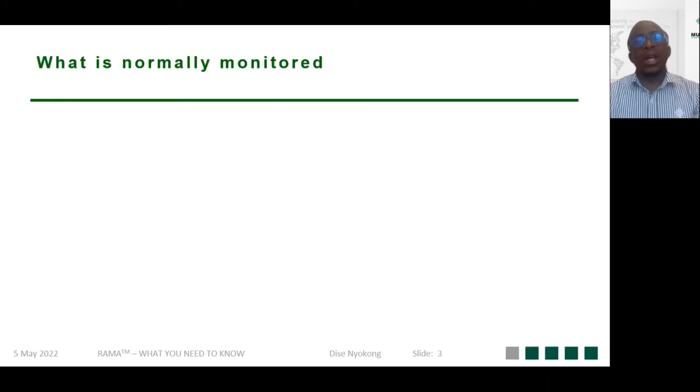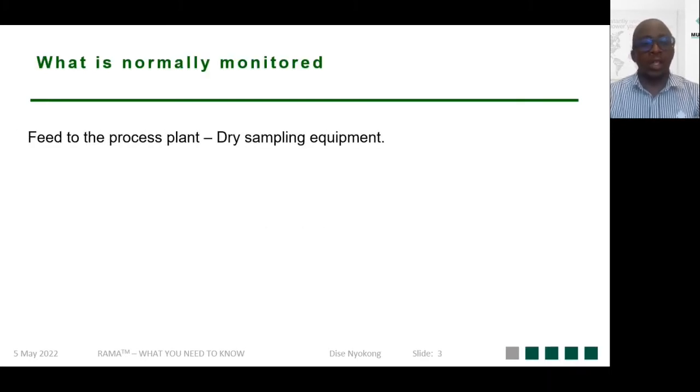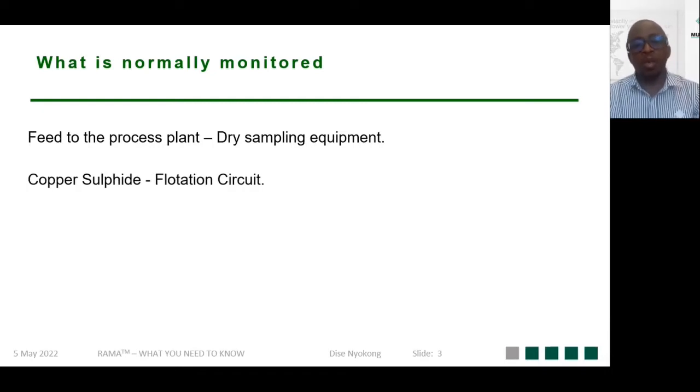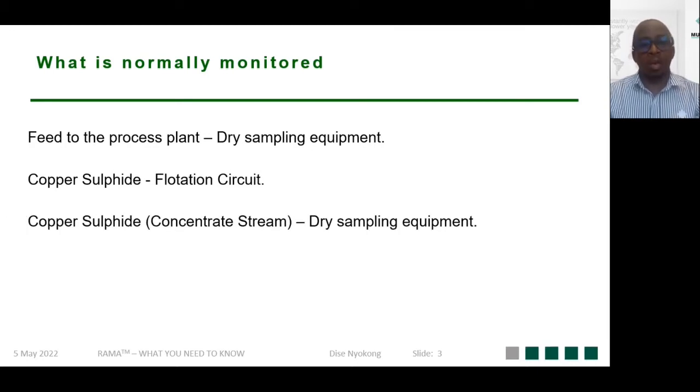Now, what is normally monitored in a copper operation? In sampling, the feed to the processing plant would have dry sampling equipment, and that feed goes onto a conveyor, where we normally put a cross-stream or cross-belt type of dry sampler. When you are dealing with copper sulfide, particularly on the flotation circuits in your slurry application, you want to know what comes in and what goes out. More or less similarly on your concentrate stream, you'll normally find dry sampling equipment after your filter press.